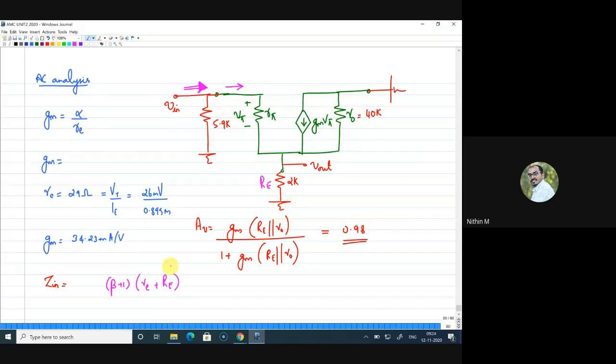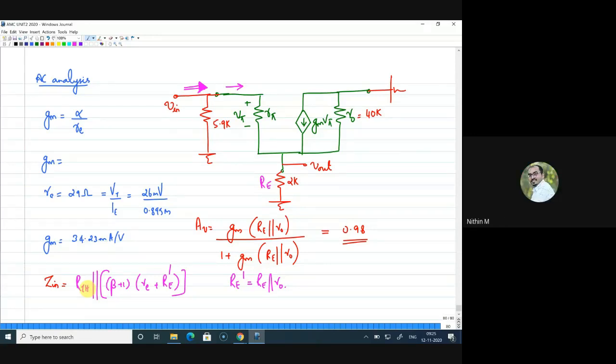So I'll modify this formula as Re dash, and I'll mention that Re dash is actually Re parallel to R naught, because these two are in parallel. Now the entire thing is in parallel to 5.9k also, so that also I need to add here. So for this specific circuit, the input impedance formula will slightly vary like this. Is that clear? Yes, sir.